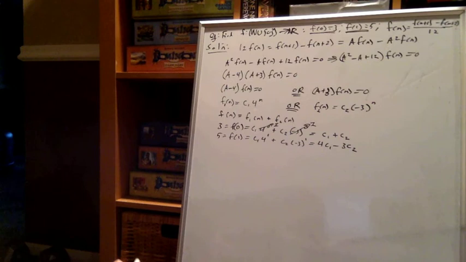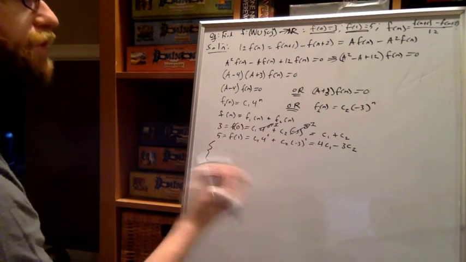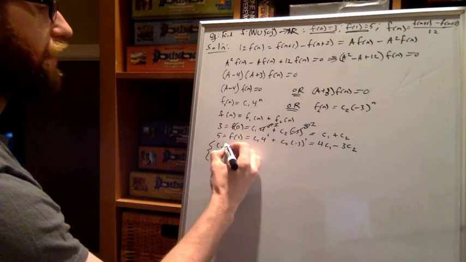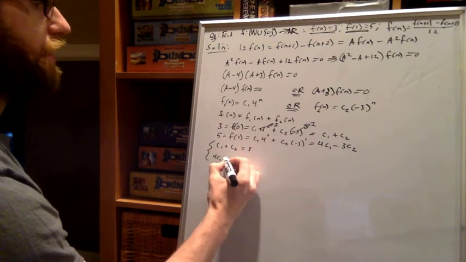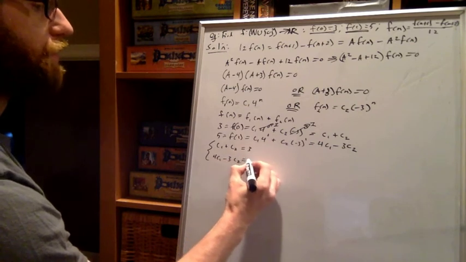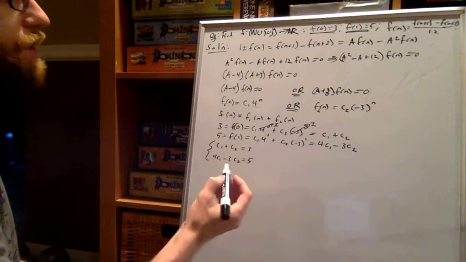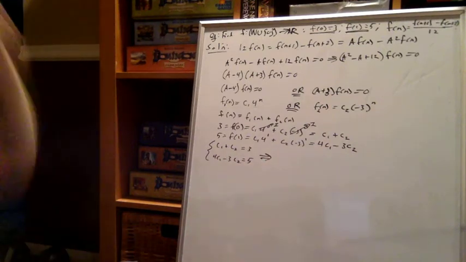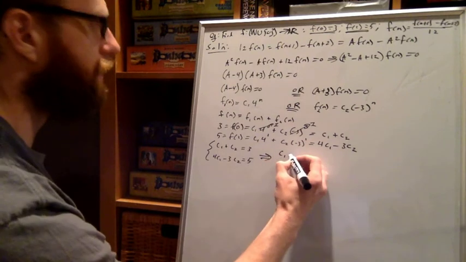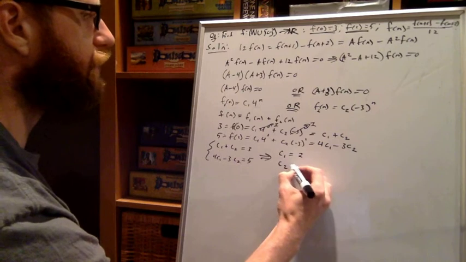So what do I have here? If I collect this information, we can see that I've got a system of two equations with two unknowns. c1 plus c2 equals 3. 4c1 minus 3c2 equals 5. And if I can solve this system, what am I going to get? Well, I'm going to get that c1 equals 2 and c2 equals 1.